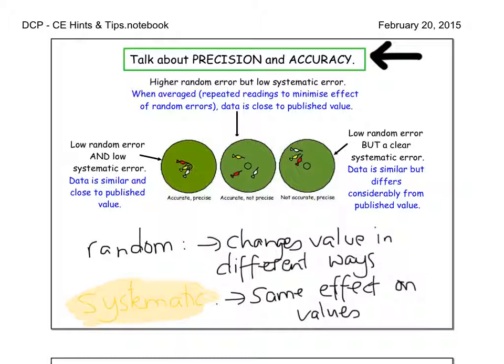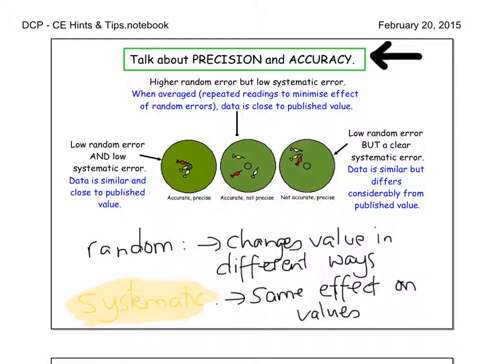Because systematic is always going in the same direction, we can then look at it at the end and say, okay, my value is a little bit bigger or a little bit smaller than the published values. Maybe that's because of a systematic error. The random errors are improved by repeating your measurements because they change the values in different ways. So if you like, it might give you this dartboard here in the middle where your values are spaced around the real value because each time something happened that affected the values in different ways. They didn't all go in the same direction.